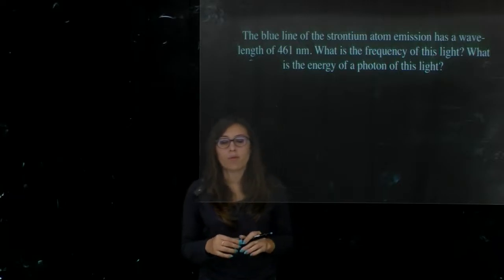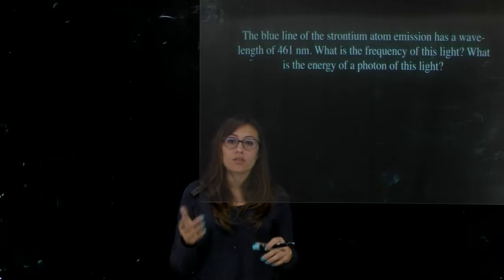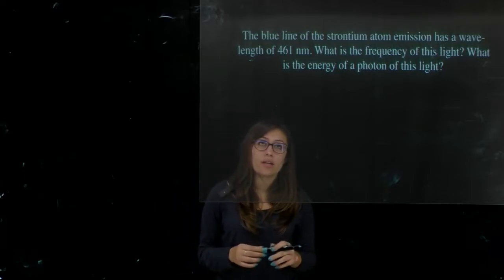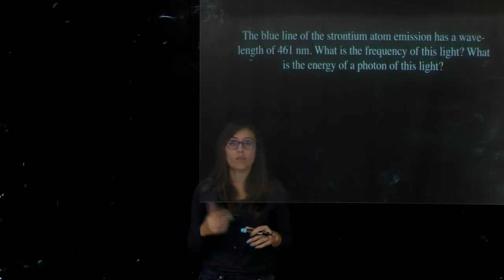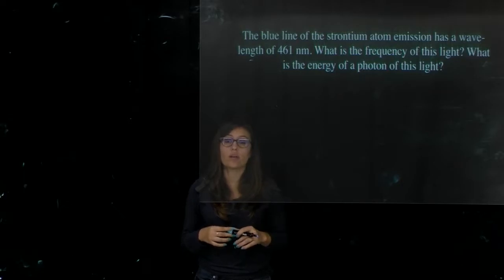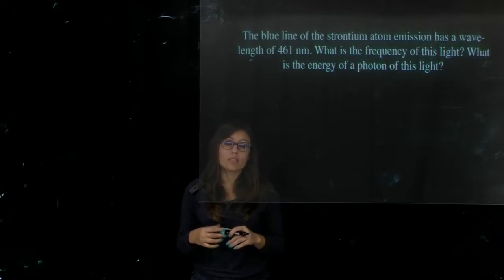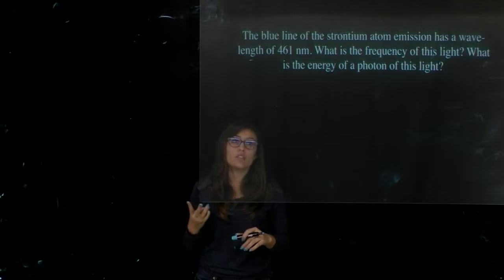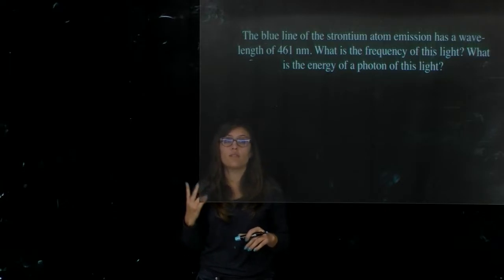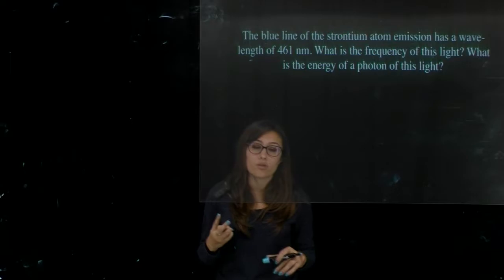So the following problem that we're going to answer states the following. The blue line of the strontium atom emission has a wavelength of 461 nanometers. What is the frequency of this light, and what is the energy of a photon of this light? So these are the two things that we are looking for.